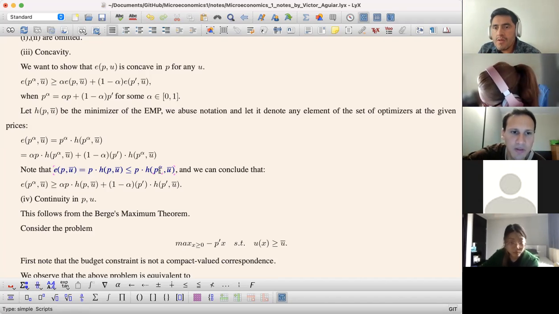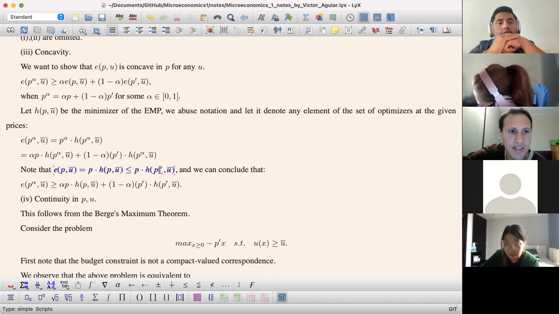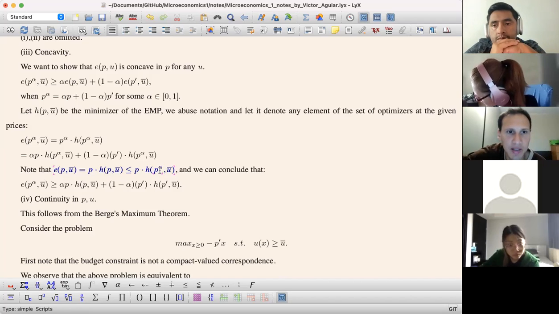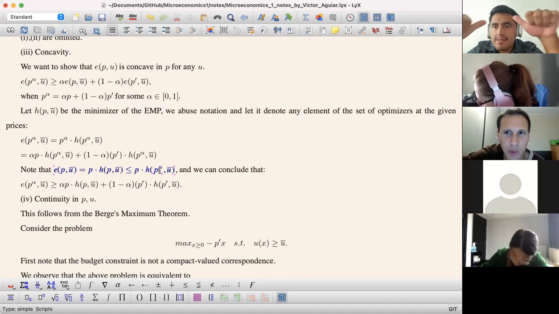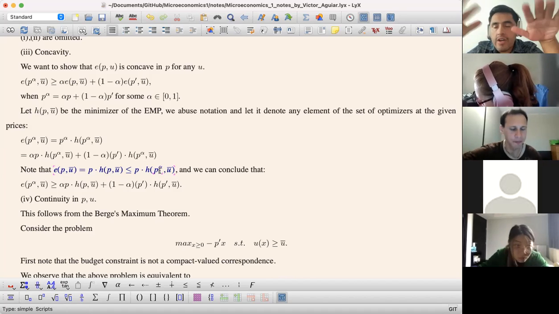No, there is something I don't understand. The Hicksian demand is by definition the minimizer of the EMP for a given price. So we are changing the price, right? Yes, that is what we're doing. Great question, Martin.